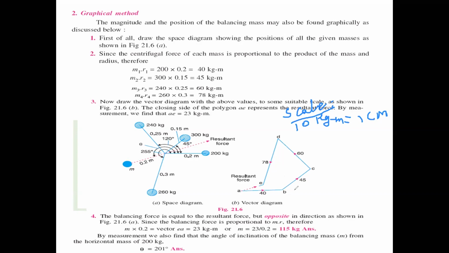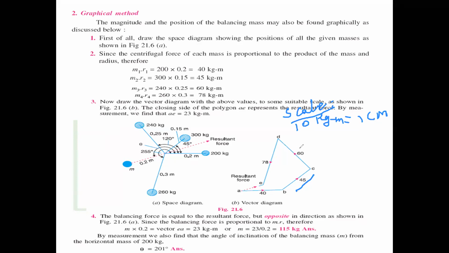Now the direction of BC, that is our second one. The second is 45 kg meter, and the direction is nearly 45 degrees. We put in the 45 degrees angle and mention the FC2 value. FC2 is 45, so that means 4.5 centimeters. Later C is there.